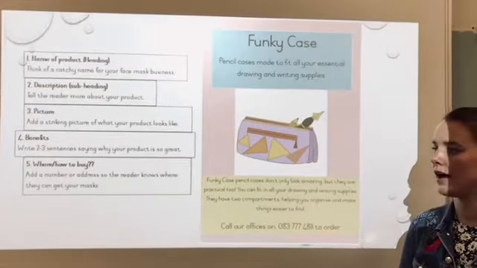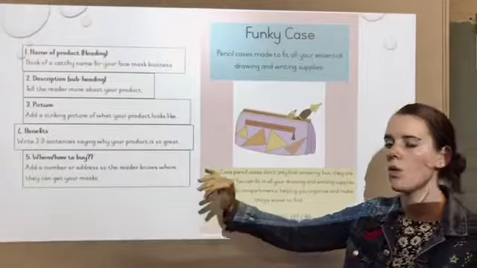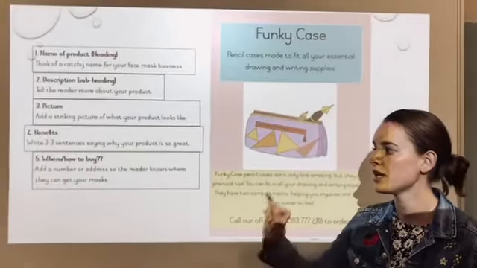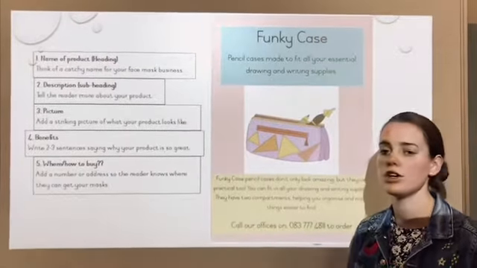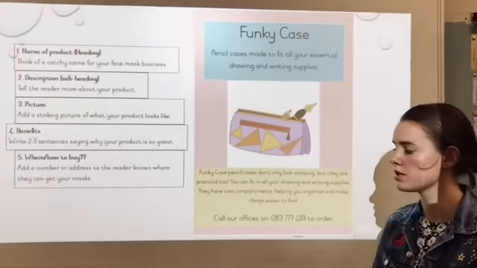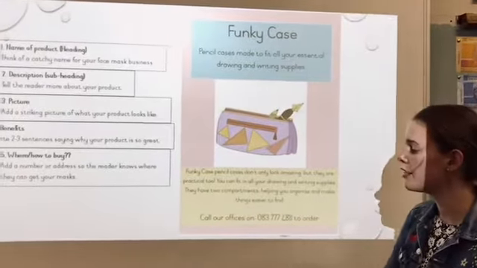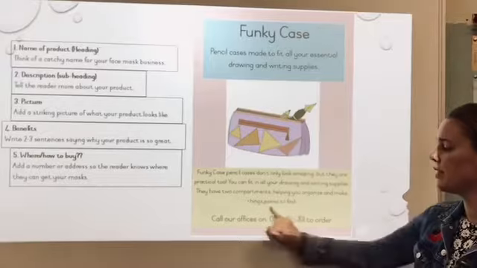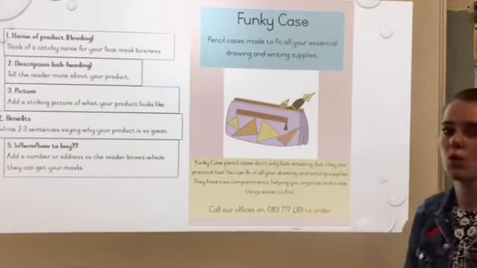Step number 5 is to tell the people where or how to buy the product. So you can add a number or an address so the reader knows where they can buy your masks. So for example, on my advert, I said call our offices on, then I made a number and I said that's where they can order.